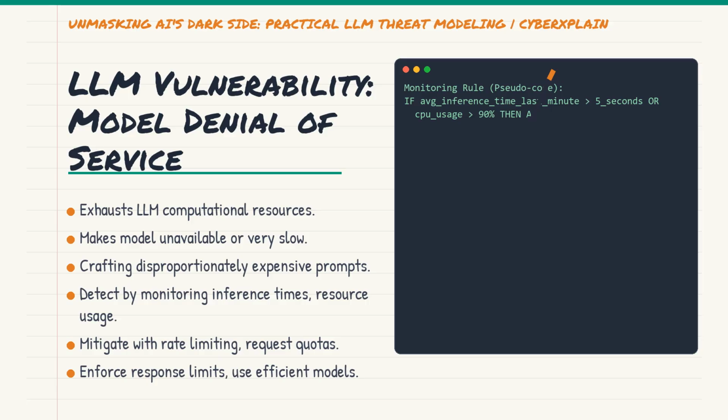Detection involves monitoring inference times, resource utilization, CPU-GPU, and unusual request patterns. Mitigation includes robust rate limiting, request quotas, enforcing response length limits, and using optimized, efficient models.